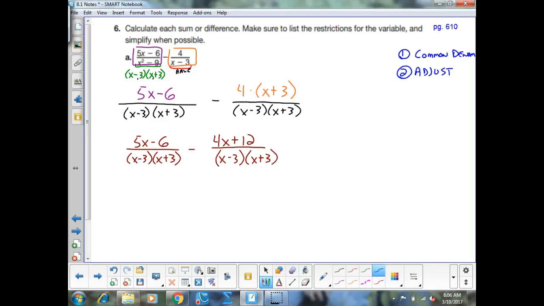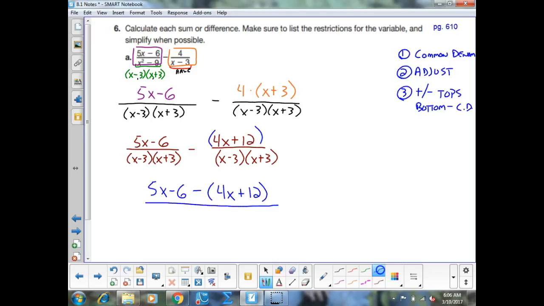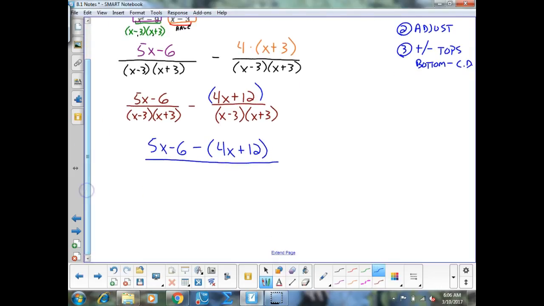Then step 3 from yesterday was add or subtract the tops. Bottom is our common denominator. Okay. So on top here, I'm going to have 5x minus 6, but I'm going to have to subtract that whole top. You got to be careful with your subtraction signs there. Okay, I'm going to subtract that whole top, and then that's going to be over x minus 3, x plus 3.